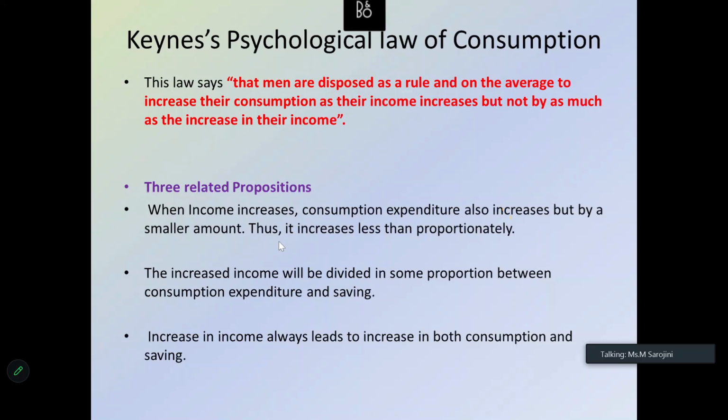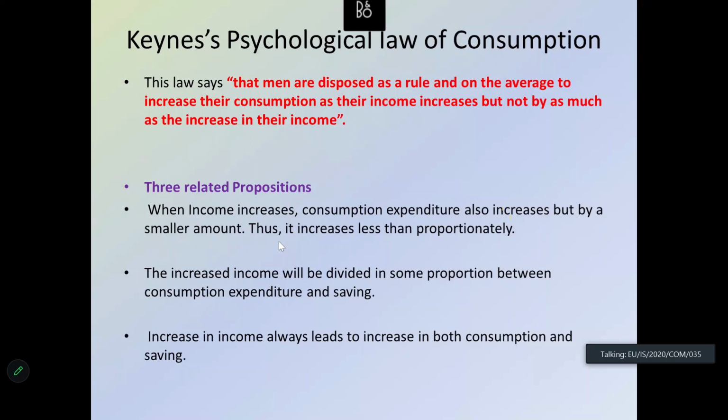And the third one is once the income increases further, consumption as well as the saving will increase. Are you clear with these three proportions? Yes, ma'am. What about others?